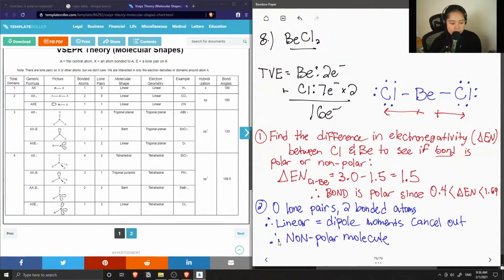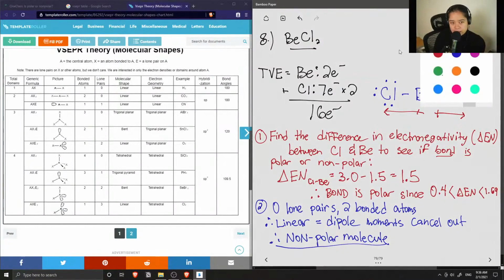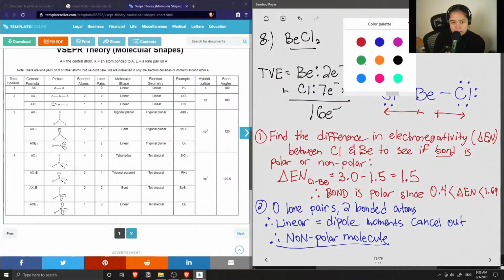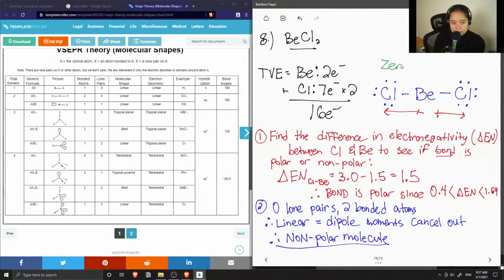So this is an example of how, even though we have polar bonds involved in the molecule, we can still have a nonpolar molecule if the dipole moments cancel each other out. So we can call this a zero net dipole moment, which makes it nonpolar.